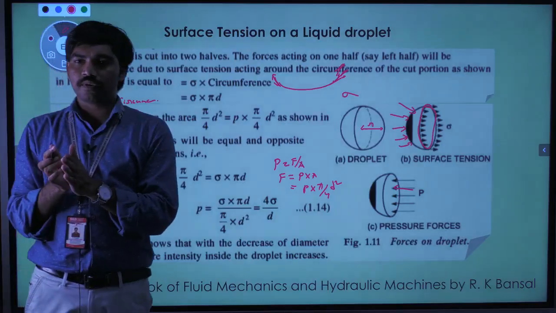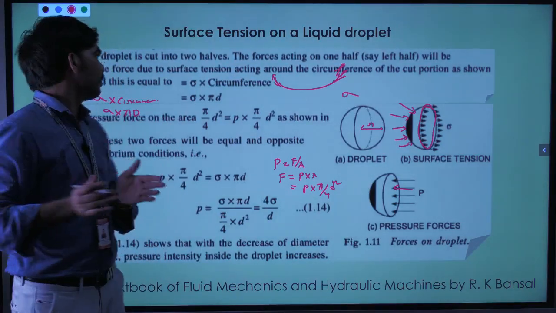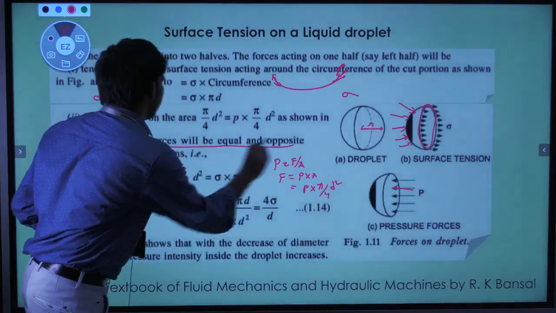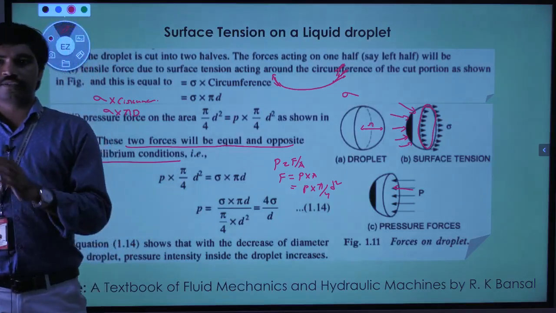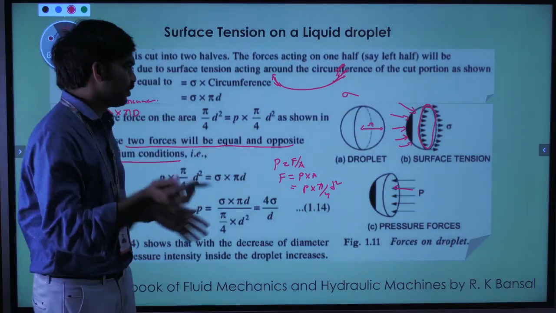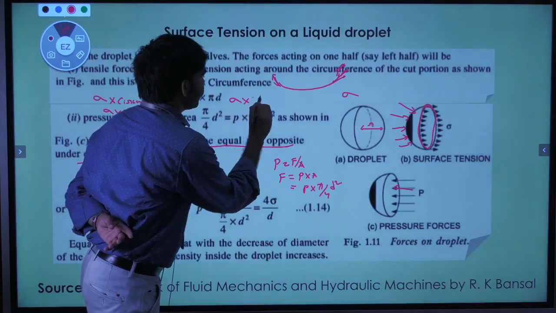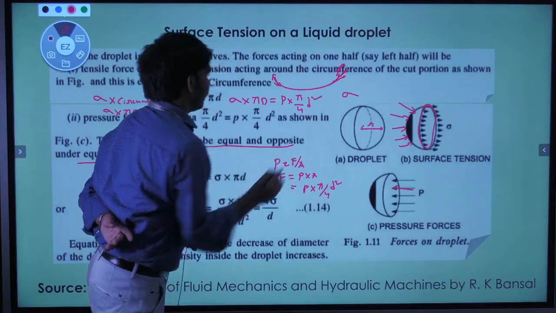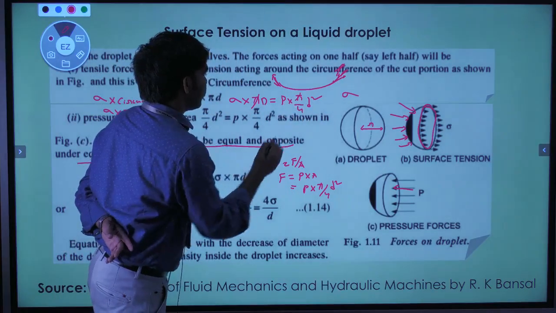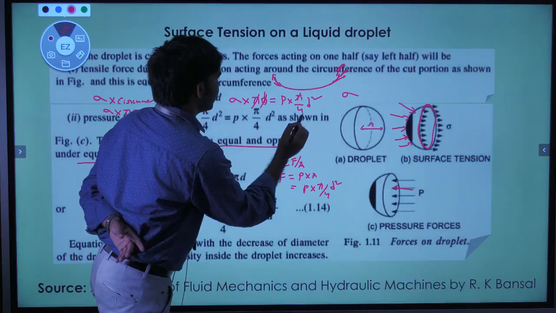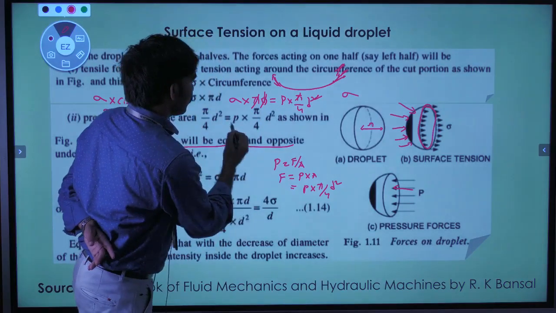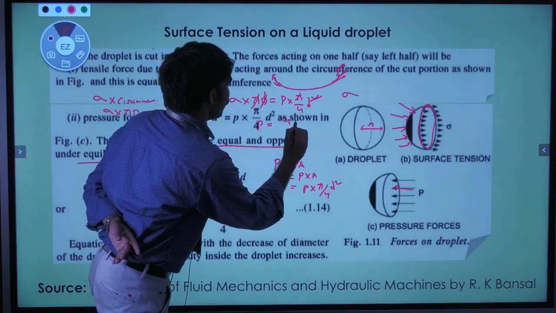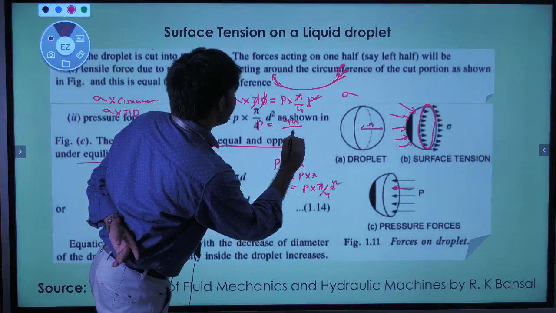When the droplet is in equilibrium condition, these two forces will be equal and opposite to each other. So that means sigma into pi d will be equal to P into pi by 4 d square, right? So pi will cancel and d, both are the same d, so d will cancel. Then what is the required expression? We need to find out the inside pressure. P is equal to 4 sigma by d.